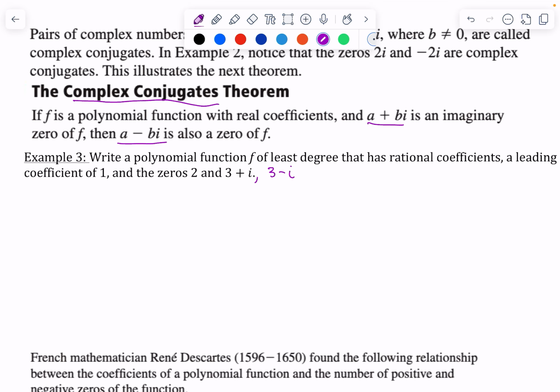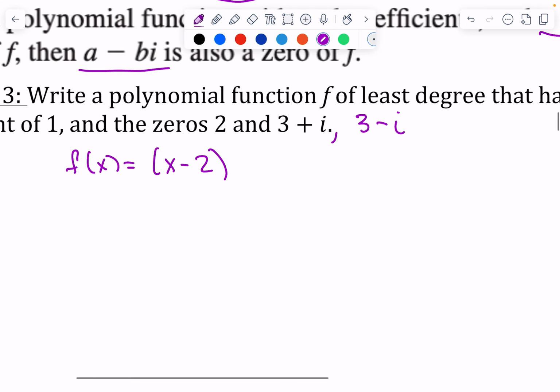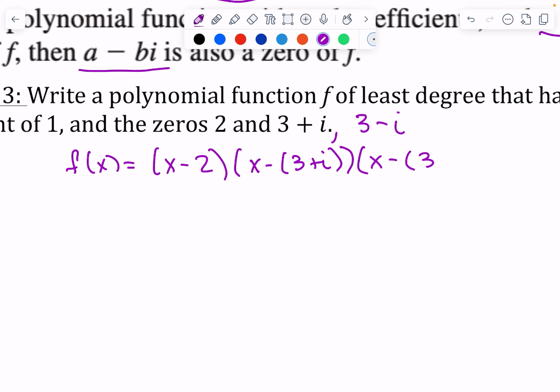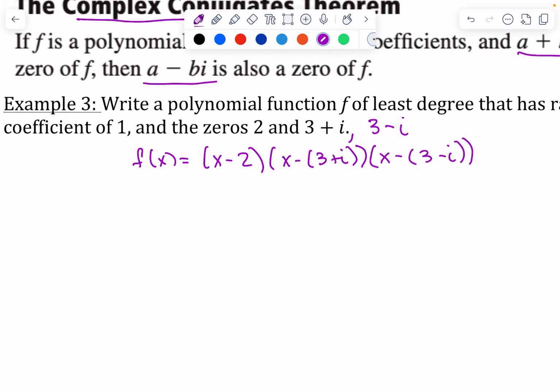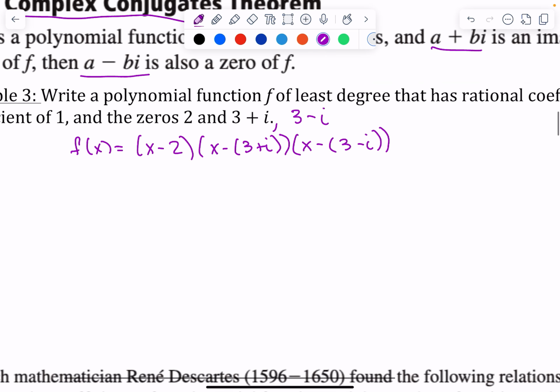So if I want to write the polynomial that represents this particular function, a 0 of 2 means I have a factor of x minus 2. And a 0 of 3 plus i means I have a factor of x minus 3 plus i, and of x minus 3 minus i. Now there's many different ways that you could do this problem. I'm going to show you the easiest way, okay?